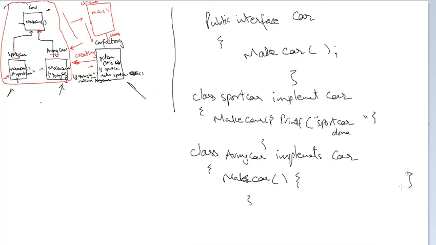Okay, these are two brackets, and print, this is parenthesis, army car done. So this part of the code is done. And now we are going to create our factory class.